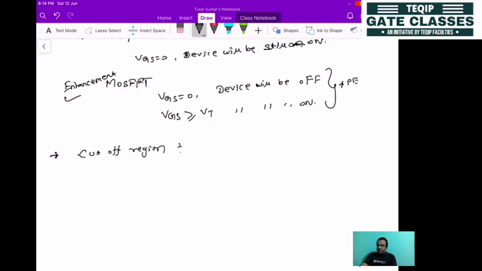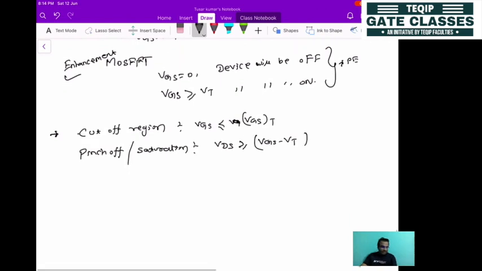Okay, for the cutoff region, the gate to source voltage will be less than or equal to VT, that is the threshold value. Or rather you can write VGS threshold value. And the second region is called pinch off or saturation, where VDS will be greater than or equal to VGS minus VT.